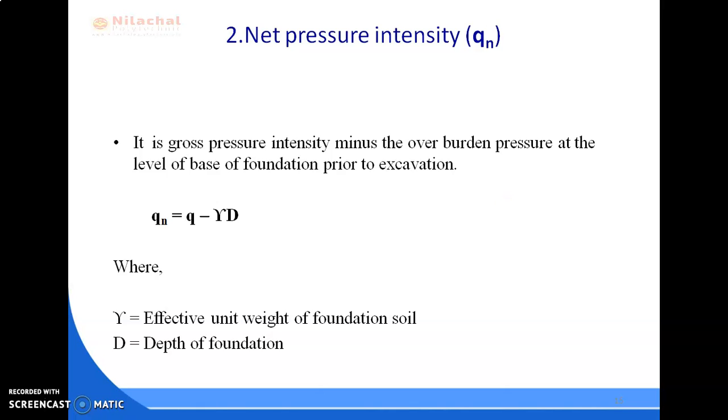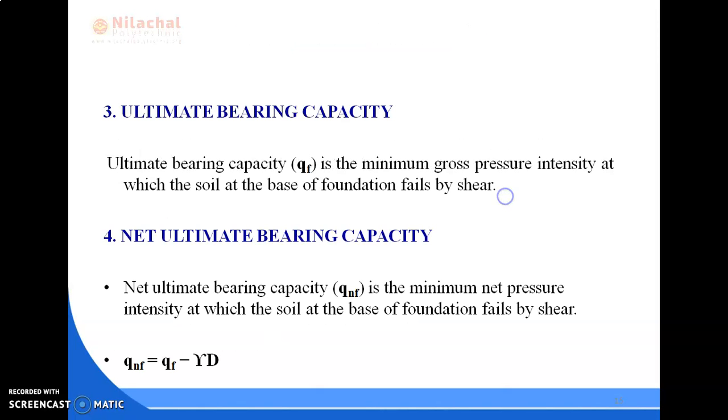Next is net pressure intensity. Notation is qn. It is gross pressure intensity minus the overburden pressure at the level of base of foundation prior to excavation. And mathematically we can write like this: qn equal to q minus gamma into D, where gamma equal to effective unit weight of foundation soil, D equal to depth of foundation. Its unit also same, kilonewton per meter square or Newton per meter square.